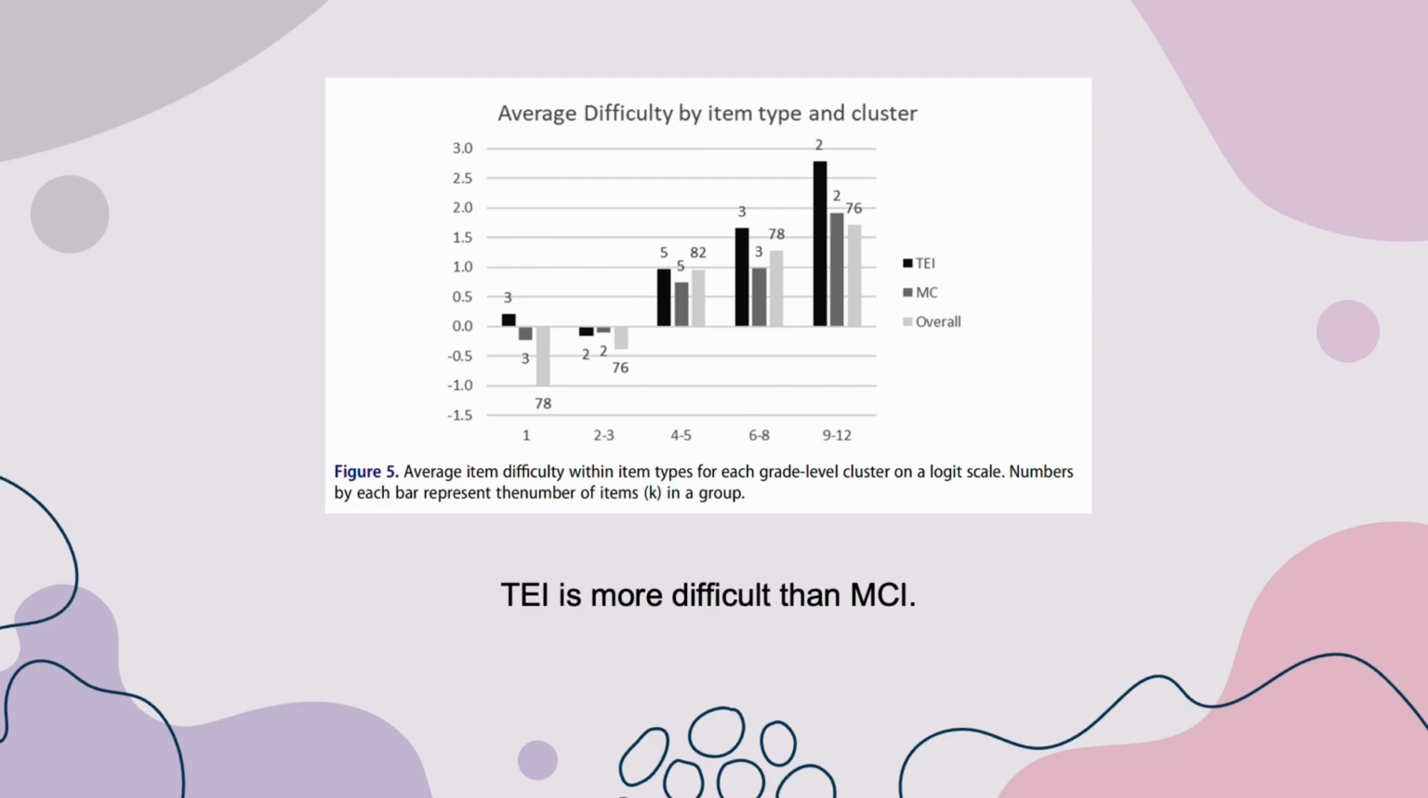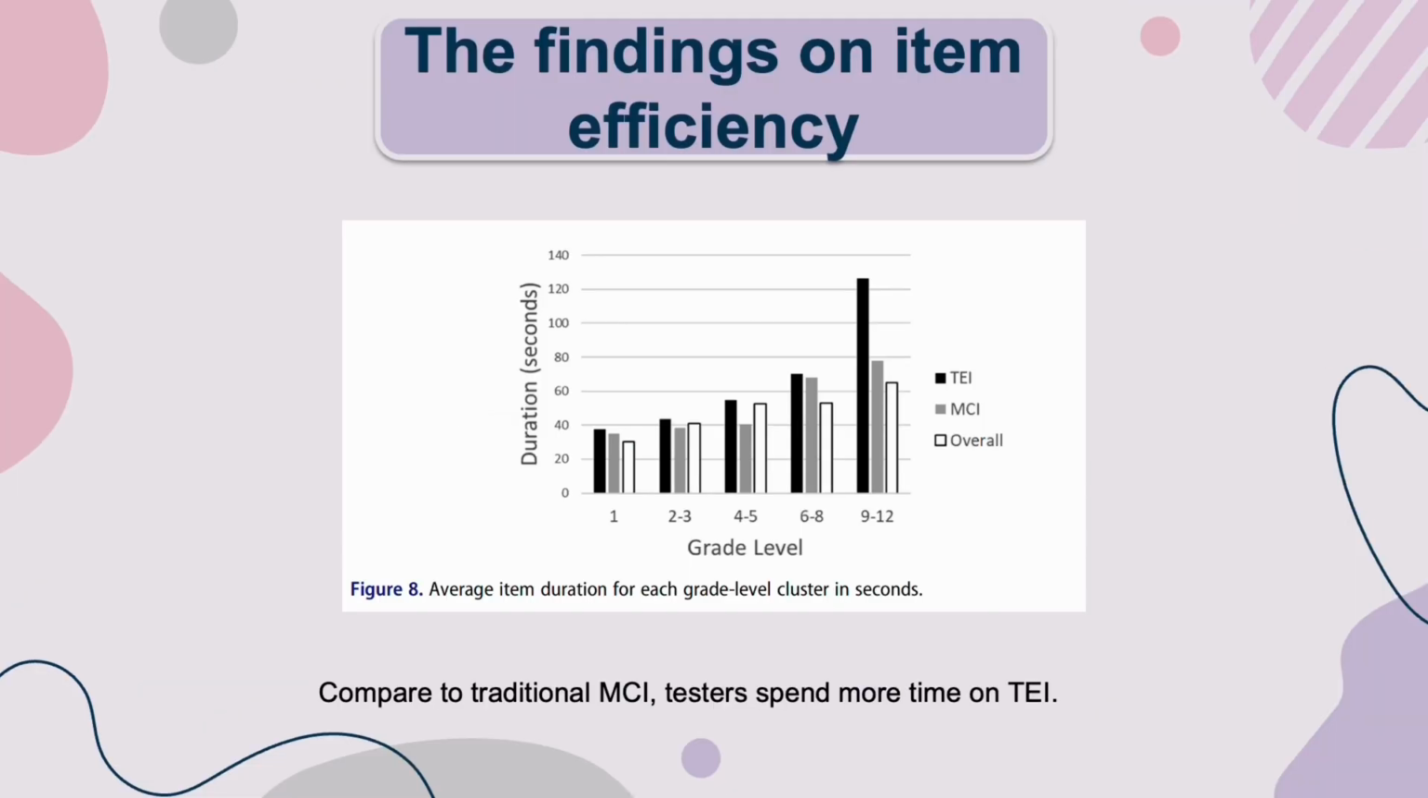This figure shows the average question difficulty for each grade group, and we can clearly see that technology-enhanced item is more difficult than multiple choice item. To examine the efficiency of the technology-enhanced item reading items, the authors analyzed telemetry data on the time test takers spent completing the test, and item efficiency was obtained by taking the ratio of the average information for an item type to the average time spent completing that type of item.